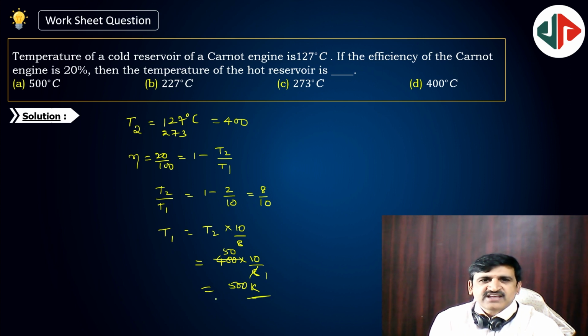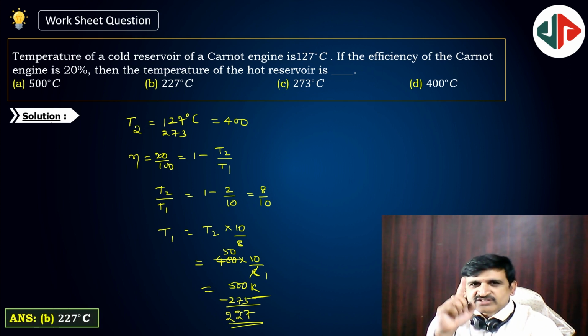The first option is a basket. The question asks for degrees Celsius, so minus 273. It will be 500 minus 273, so it is 227. 227 is the B option. Don't put the first option, take care.